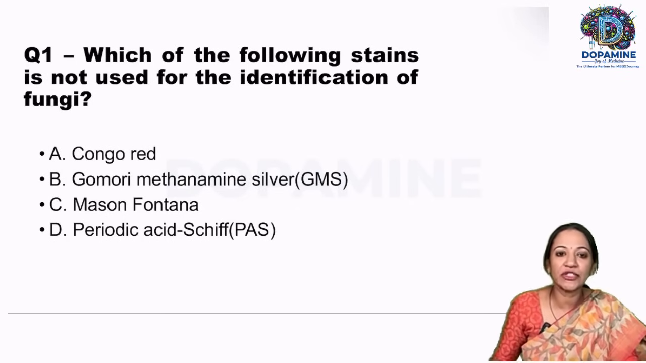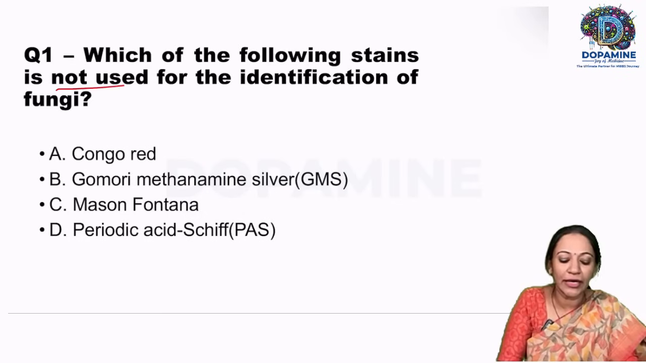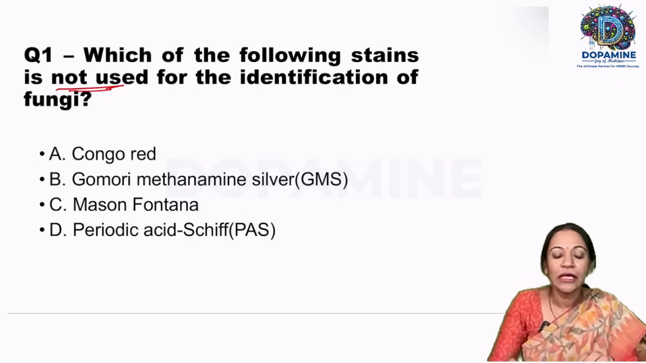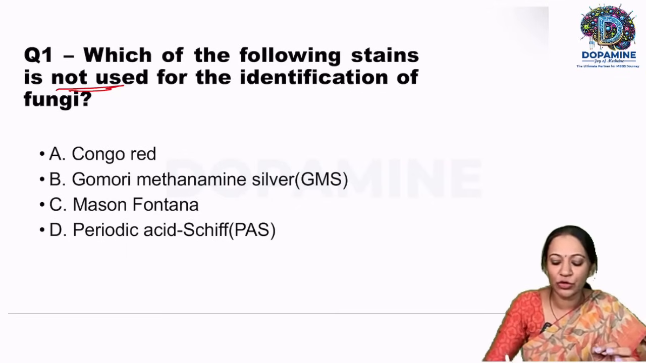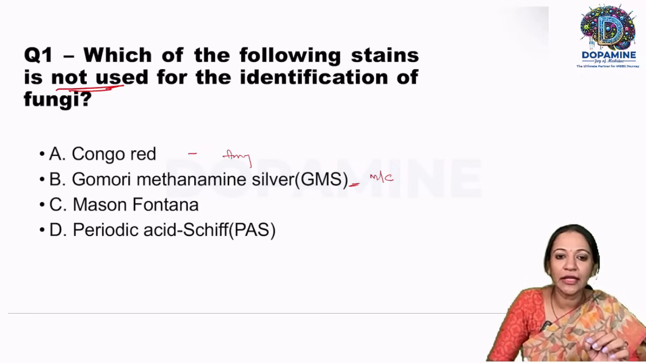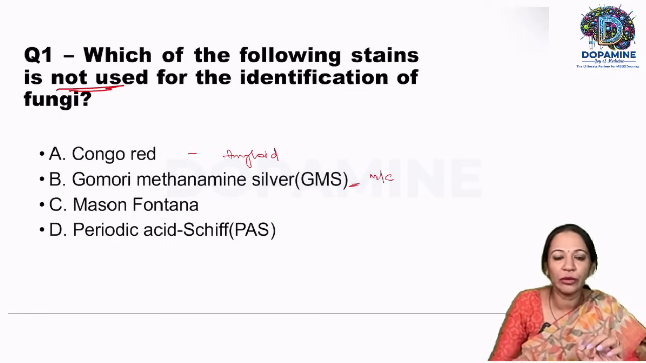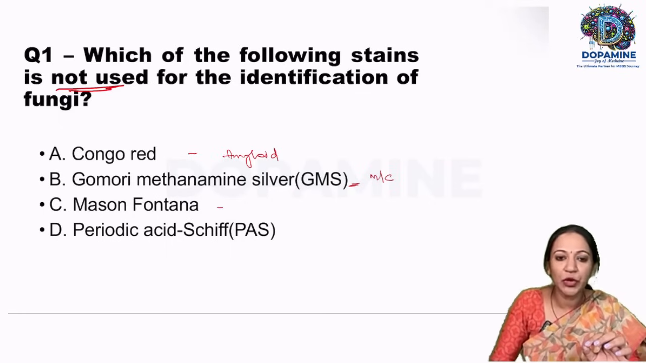Which of the following stains is not used for detecting fungus? Yes. So we are all aware the stain used for detecting fungus is GMS, Gomori methenamine silver. So this is the stain which is commonly used. This is the most commonly used stain. We have other choices like Congo red. So Congo red is basically used to detect amyloid. We are all very much aware. We have Masson's Fontana, which is used to detect melanin. And we have PAS, which is basically a stain for carbohydrate.